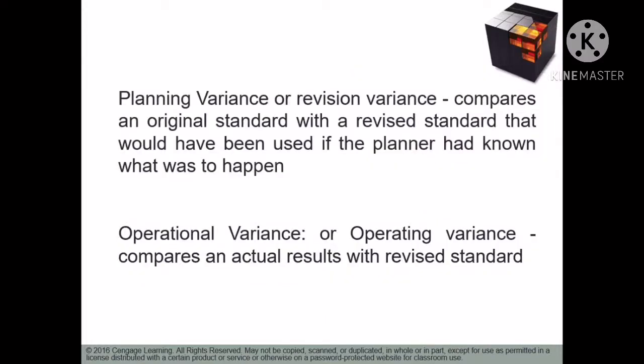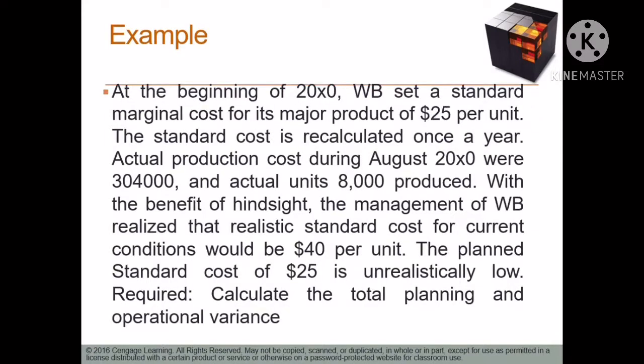So planning variance, or revision variance, compares an original standard with a revised standard that would have been used if the planner had known what was to happen. And operational variance, or operating variance, compares an actual result with the revised standard. So let's look at an example.